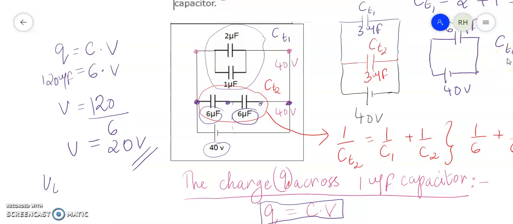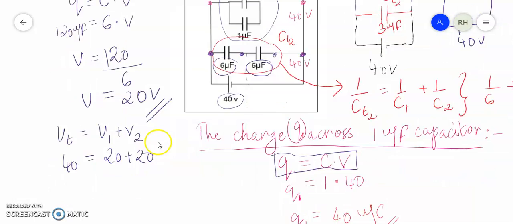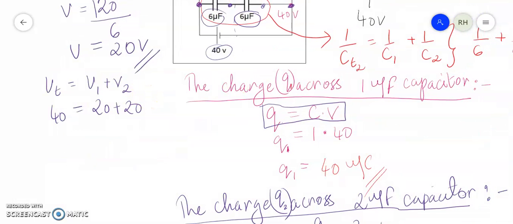So we can see the V total is actually equal to V1 plus V2 in a series circuit, because these two capacitors are connected in series. So it's going to be 20 plus 20, and the total voltage, which is 40, that you get in this branch, and that's right. So you get it as 40. So it's right. Yeah, so that's it.